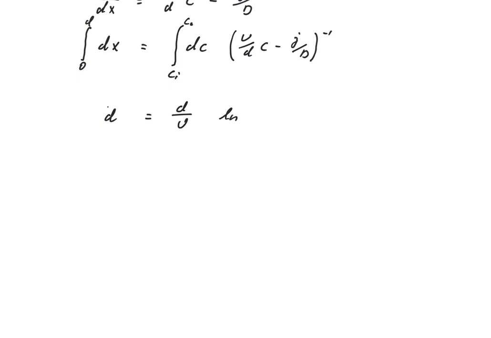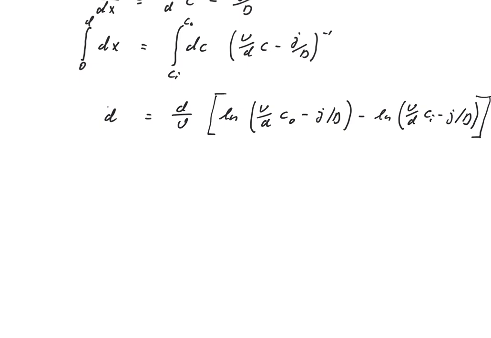we obtain the relation between the thickness of the membrane and, by integrating 1 divided by a function, giving the log of the function at the two boundaries, and finally leading to an expression for the reduced potential of e to the power u is equal to U divided by D, C outside, minus J D divided by U divided by D, C inside, minus J divided by D.